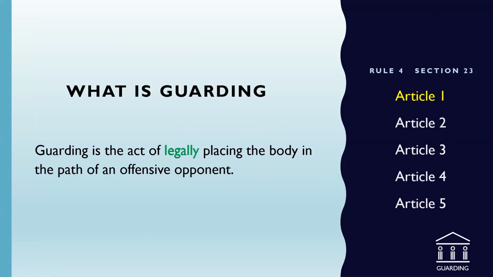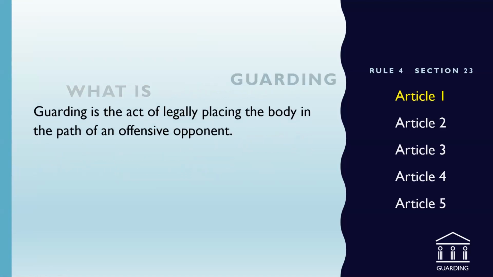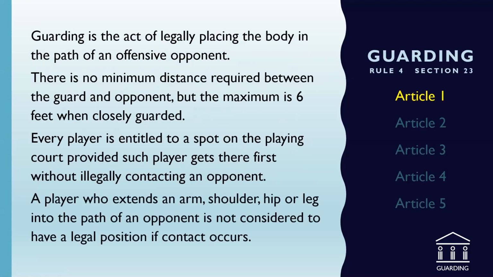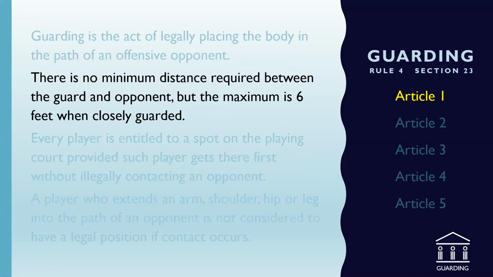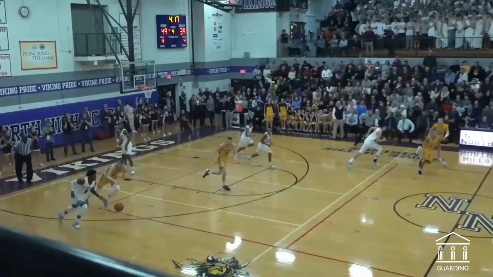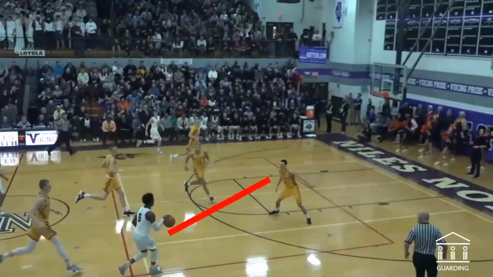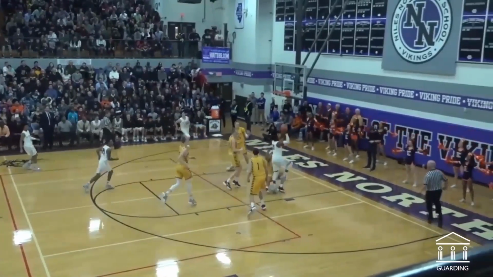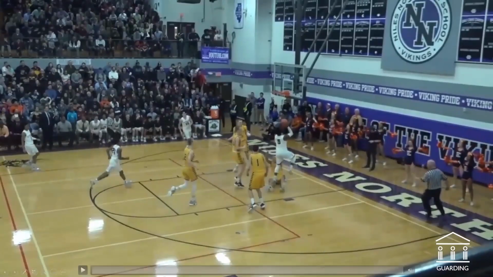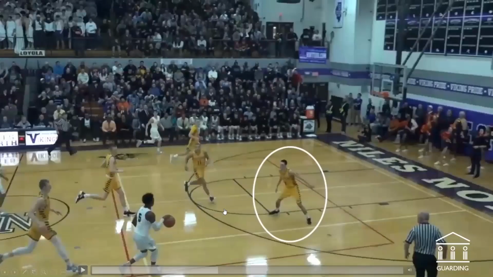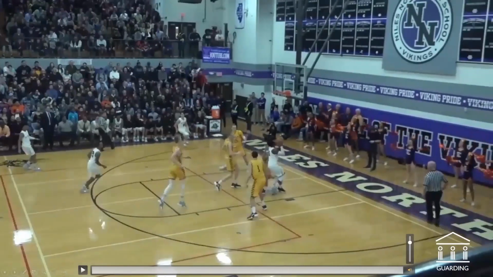Guarding is the act of legally placing the body in the path of an offensive opponent. Great. Easy enough, right? That's not all. Article 1 also states that there's no minimum distance required and there's no maximum distance. Now, yes, it says 6 feet, but they are talking about closely guarded situations. So really, there's no maximum distance in order to establish a legal guarding position. With this clip, the player's coming down. This player is more than 6 feet away, and technically he can establish a legal guarding position. Between here and here, he has a legal guarding position. Yes, he's way far back, but there's no maximum distance. All right.